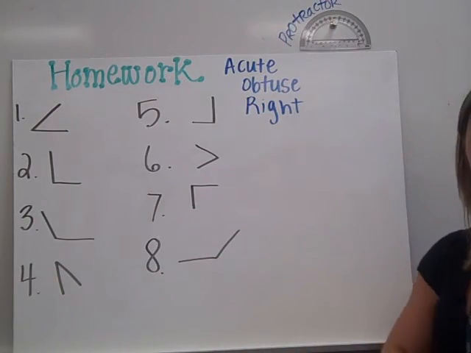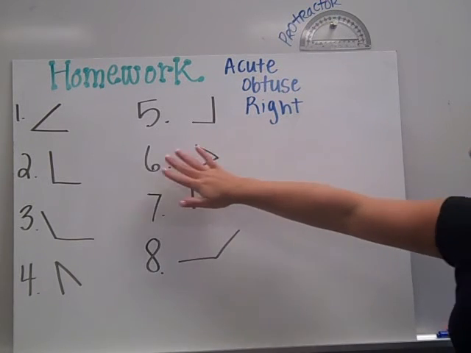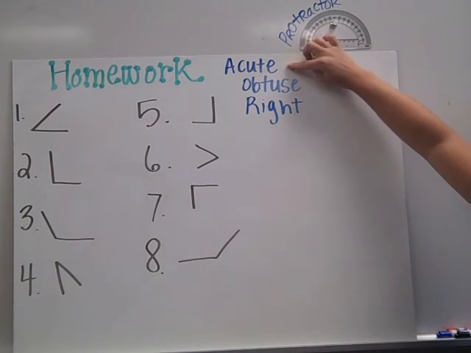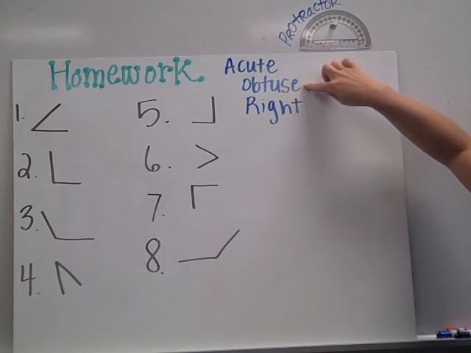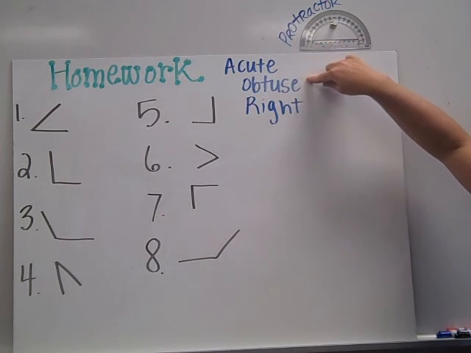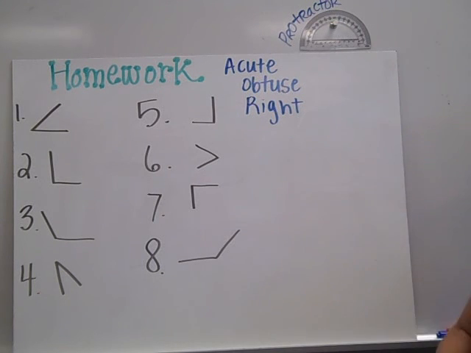Here's your homework. Okay, practice was what I just showed you. Now I'd like for you to identify each of these angles by writing the word acute, obtuse, or right. So is it less than 90 degrees, more than 90 degrees, or exactly 90 degrees? Okay, good luck.